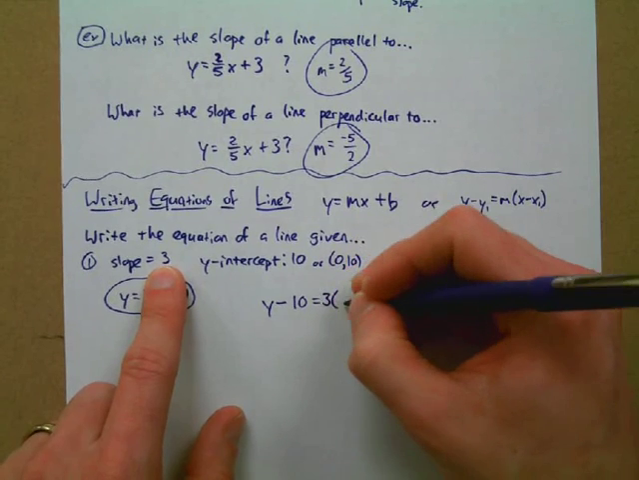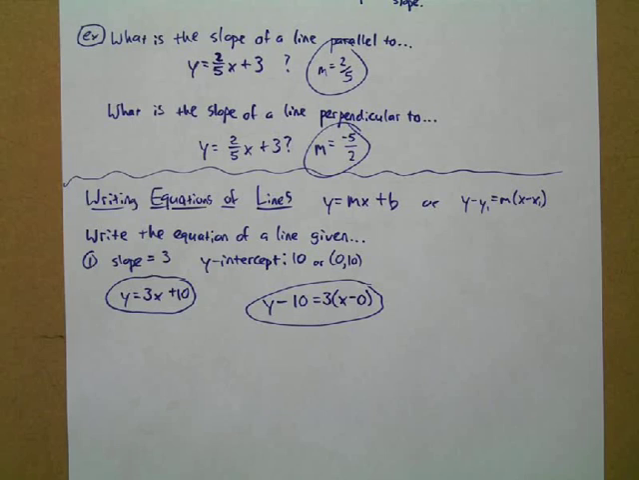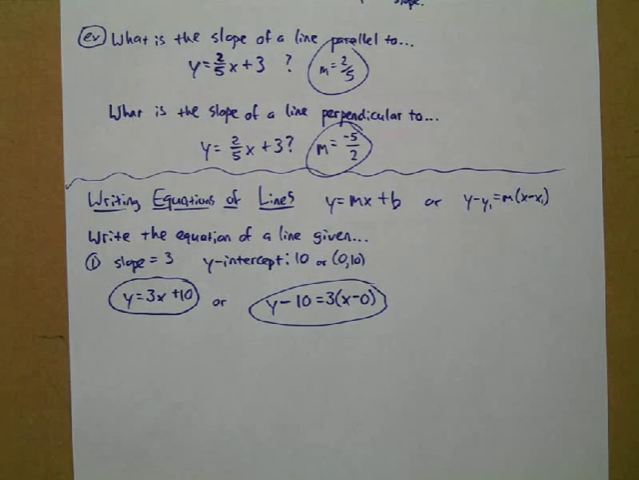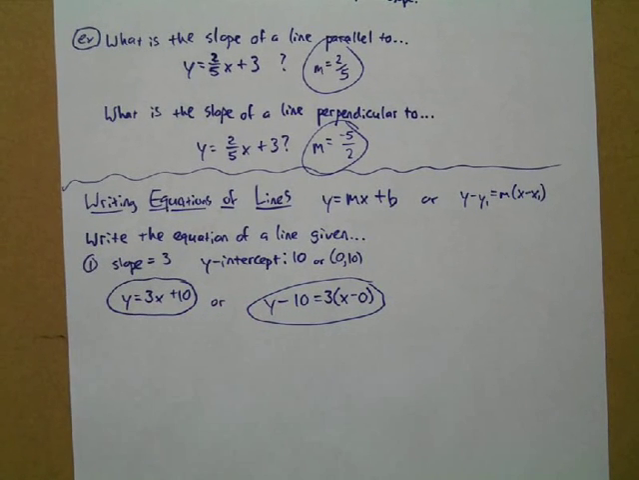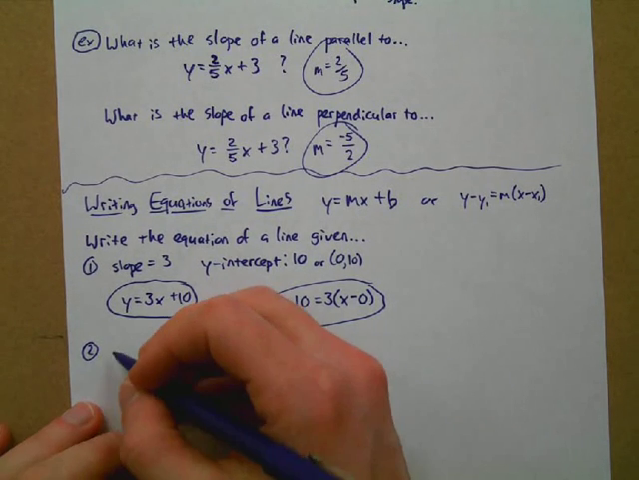All right, let's try another one. Now we're going to write the equation of a line, but I'm going to give you a different situation. So I gave you a slope and a y-intercept. Let's say that we've got a slope of negative 2/3, and the line goes through the point, let's say 6, negative 5.